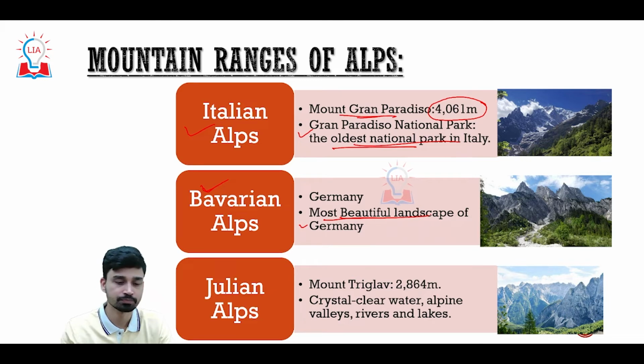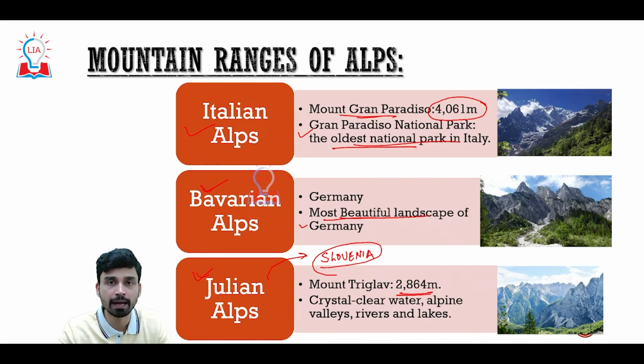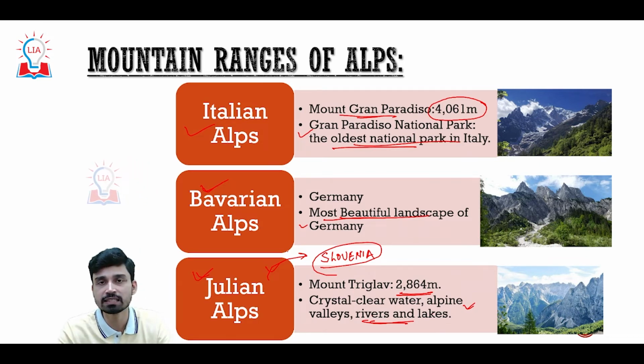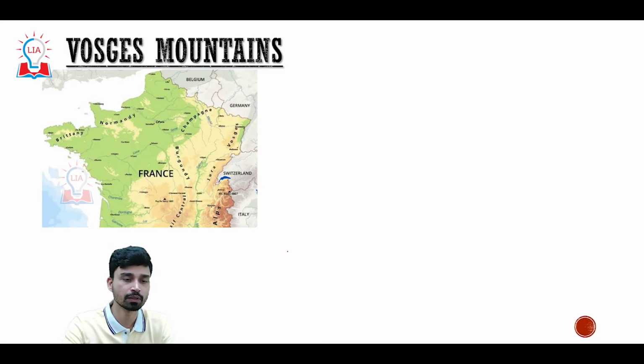of Germany. And finally we have the Julian Alps, situated in Slovenia, where Mount Triglav is the highest peak at an altitude of 2,864 meters. These areas are very well known for crystal clear waters and crystal clear lakes. We have a lot of alpine valleys, and we can also find the source of rivers and lakes in the Julian Alps. So these are the 6 major regions of the Alps mountains.